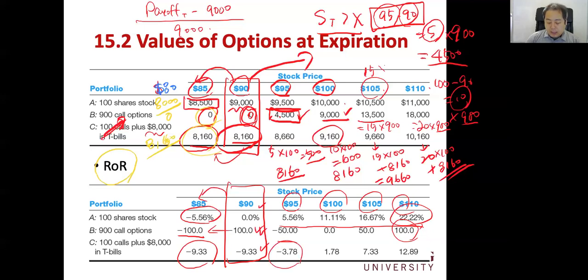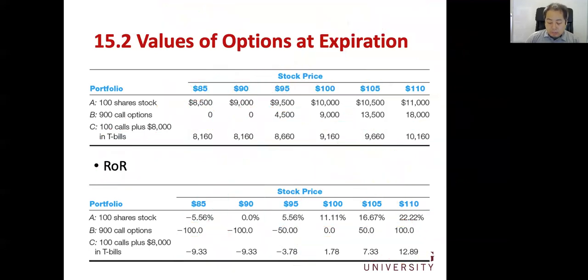So the option is a lot more volatile in terms of changing values. For C, there are actually fewer changes: negative 3.78, 1.78, 7.33, 12.78. So this is good practice. I suggest that you make this table in Excel and put the numbers in one by one and understand why they are calculated like this.